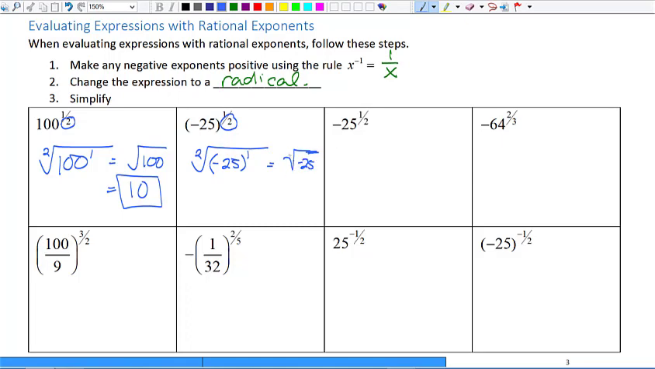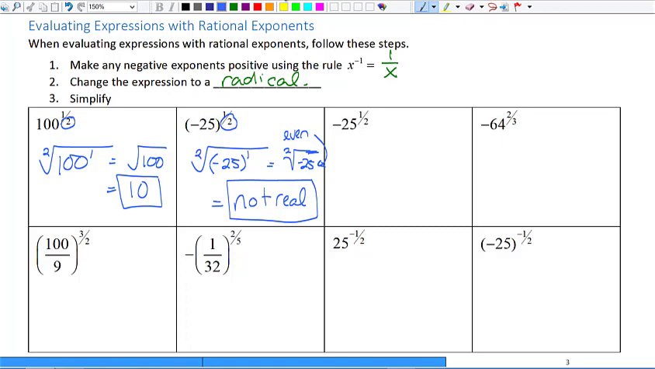So because it's a square root and the little index, which I don't really have to write, is even, are we allowed to take even roots of a negative number? Well, no. So this answer is not real. There is no such real number that when you multiply it by itself gets you negative 25.